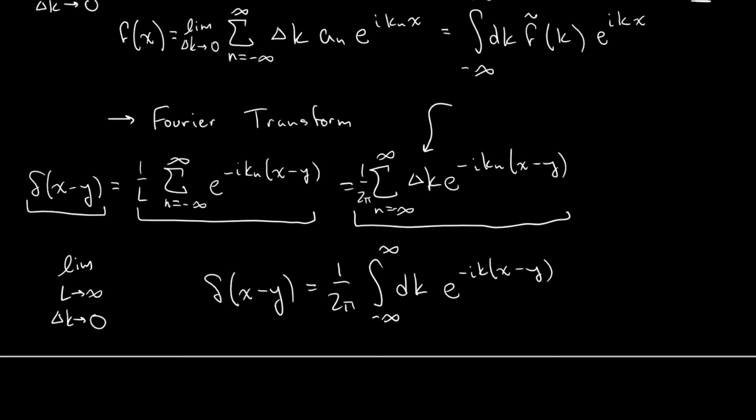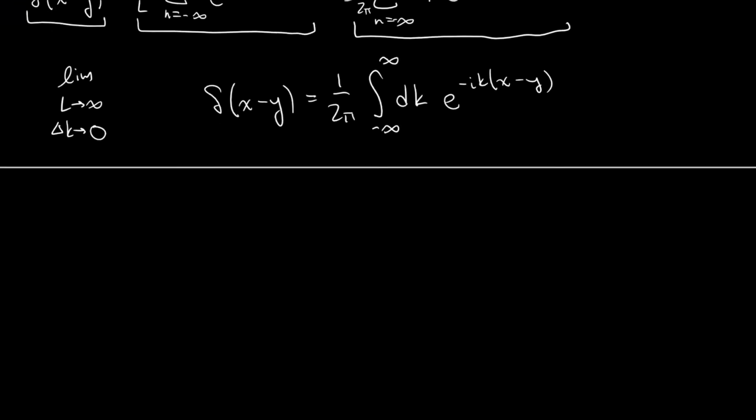So this is given now in terms of continuous variables. And this actually is an orthonormality relation, right? You can see that this is an orthonormality relation between e to the ikx, or e to the minus ikx, and e to the iky. Right, it's the same thing.